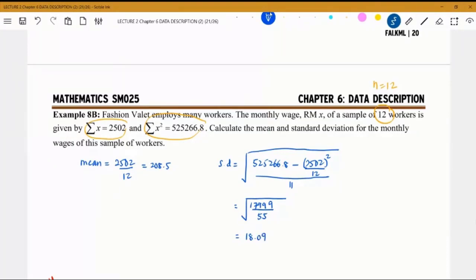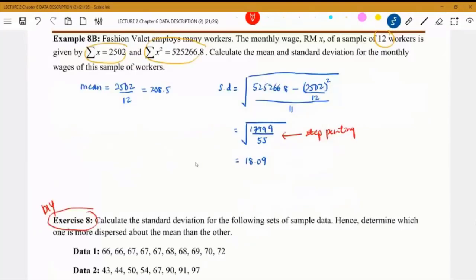Okay. So untuk standard deviation, pastikan kamu masuk dalam formula and we put square root. But this step jangan tinggal. Mesti tulis. Which is we need to see the value variance before you put the final answer for the standard deviation. Okay, step ni step penting. Okay, alright, so that one will be example 8B. So exercise 8 will be your DIY as well.